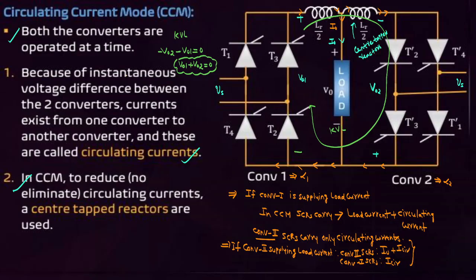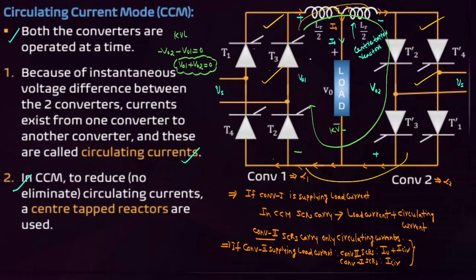Next, the circulating current mode of operation. Circulating current mode means both the converters are operated at a time. Only then do circulating currents exist from one converter to another converter. When circulating currents exist, both converters are in the on state. Circulating currents means the currents flowing from one converter to another. Generally there is a load current, and along with the load current there is a current from one converter to another converter. Those currents are called circulating currents.